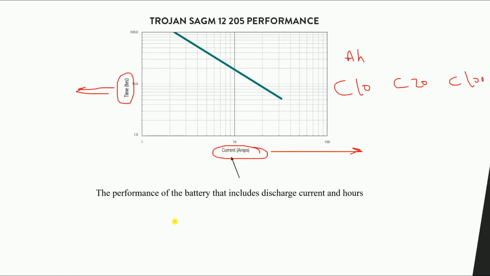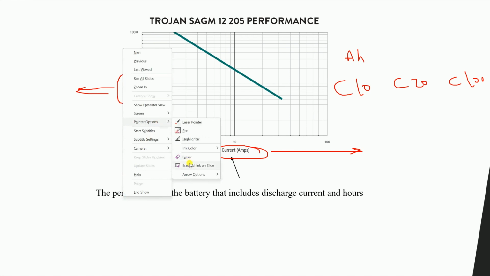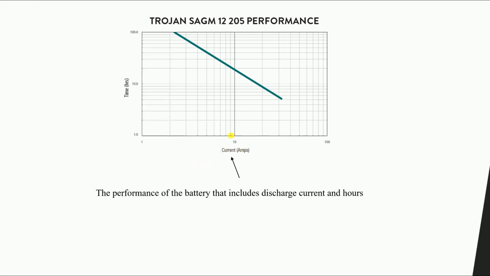So this figure shows the performance of the battery that includes discharge current and hours. Let's say this is 10 amperes. Remember, this is a logarithmic scale. So here we have 20 amperes. Or let's look here at 10 hours. This one is at 20 hours, similar to the battery. If you go like this, it will be approximately close to 10 amperes.